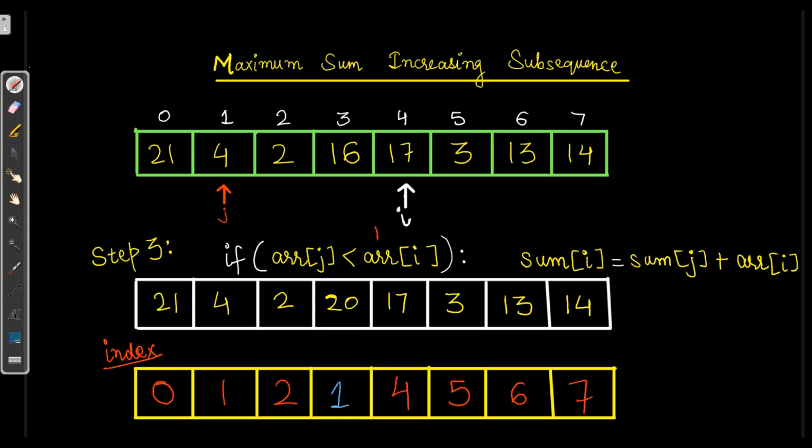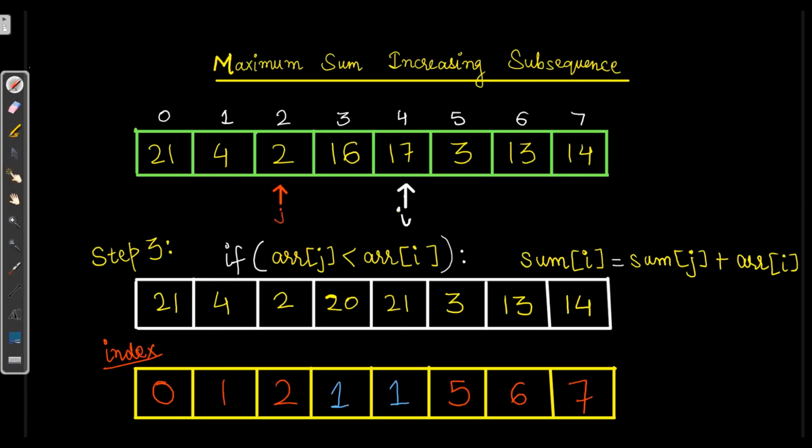Now I will check whether 17 is greater than 4. This time, yes. So I'll take the value of 4 from the sum array to this ith index 17. 17 plus 4 will be 21. And from which index I have taken this? 1. So instead of 4, I'll write here 1, just to keep track of the index.